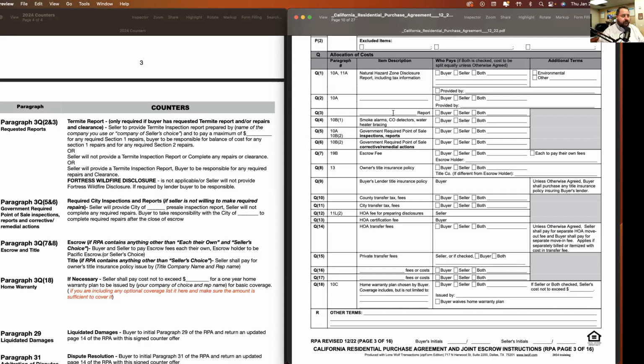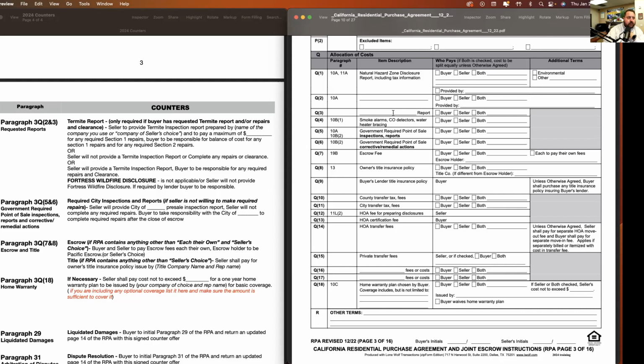right? I don't want this to become a lender requirement. I'm going to put seller will not provide a termite inspection report or complete any repairs or clearance. That's it. If I am going to give them a termite report because I have one or whatever the case is, they asked for a report, but they didn't ask for repairs, then I'm going to put in there, seller will provide a termite inspection report, buyer to be responsible for any required repairs and clearance. I'm putting it back on the buyer.